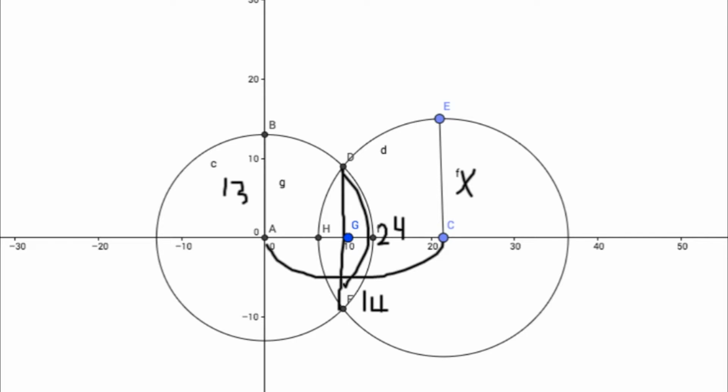What we can do now is draw right triangles, starting from A to D to G. Draw that one up here. And we can also draw another one that would be from C to D to G. We know that DG is 12, since 24 divided by 2 is 12, and that gives us one side of the triangle. And we know that the radius from A to D is 13.